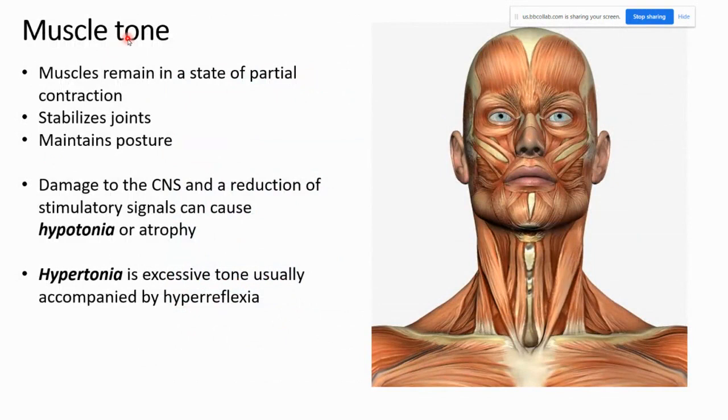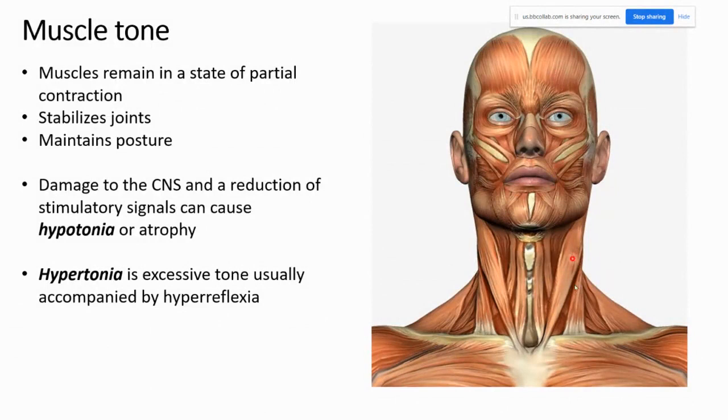All right, so muscle tone, just a quick thing. I wouldn't worry about the second half here. It's just that our muscles are always partially contracted, even when we believe them to be at rest. And this makes them ready. There's always some overlap between actin and myosin.